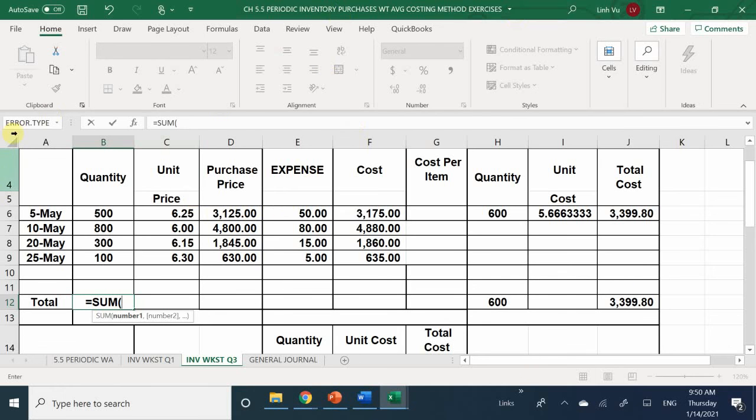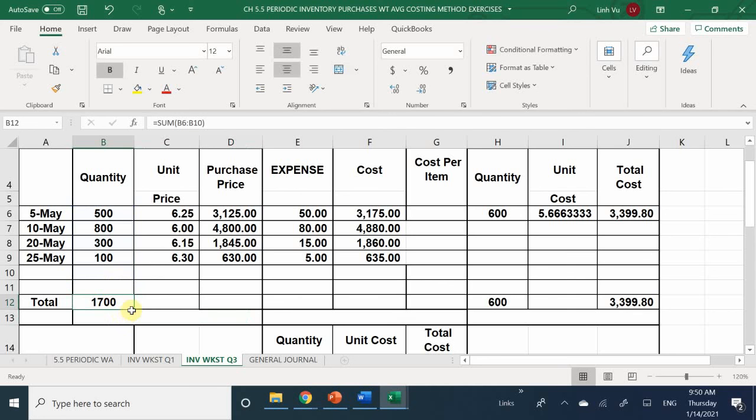170. Okay. Good. What's my total purchase price? 10,400. Plus what's my freight? 150. Okay, and my total is going to be 10,550. Good.